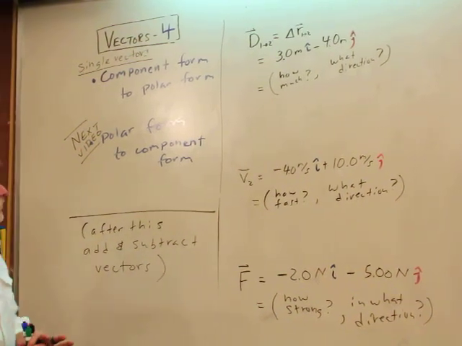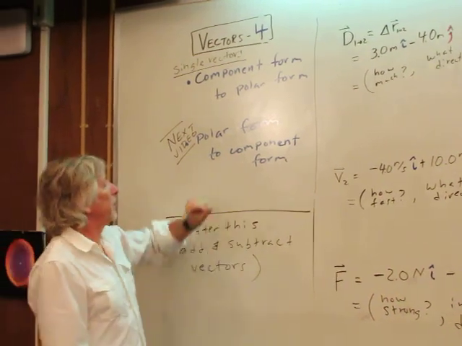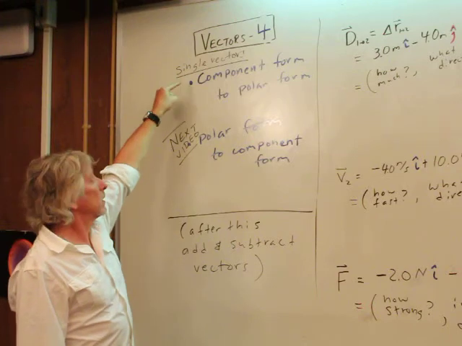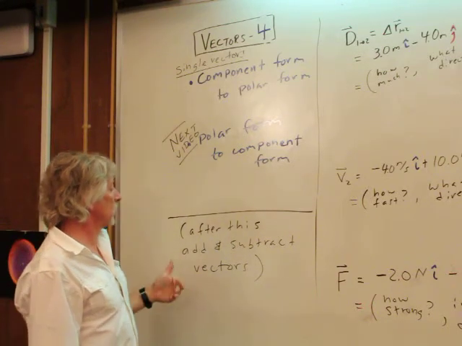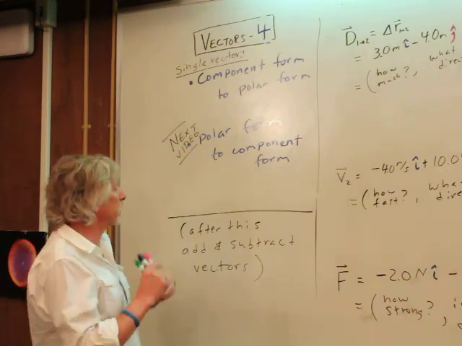Okay, let's keep going. Pulling it all together. Vectors 4. What I'm going to do is split this one up. We're going to look at individual vectors, one vector at a time now. That will build our skills so that we can add and subtract vectors. That's what we're really building up to.